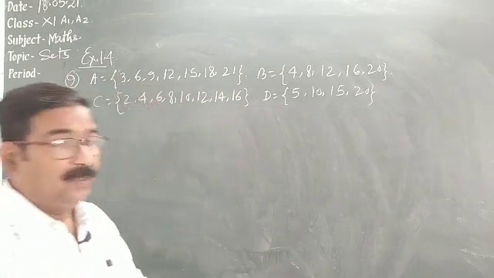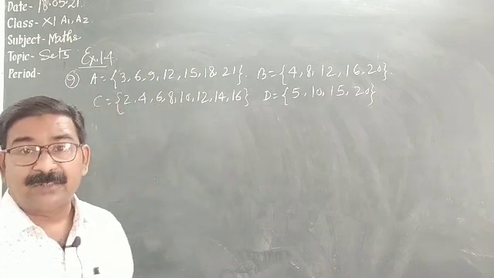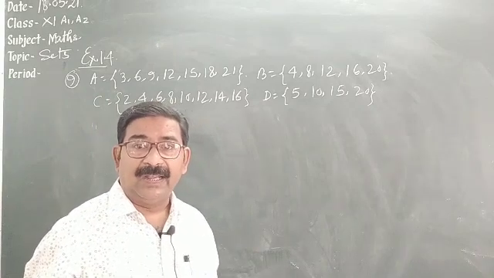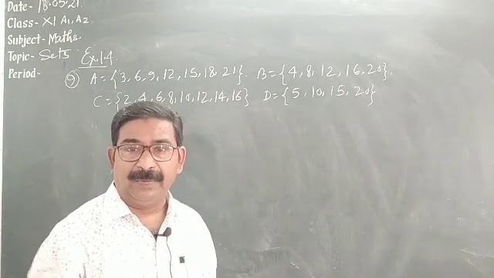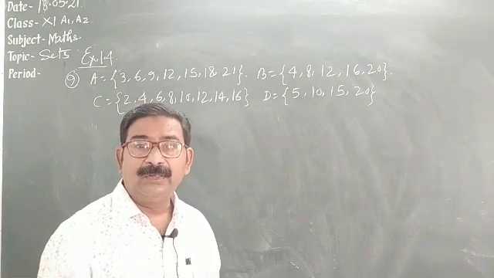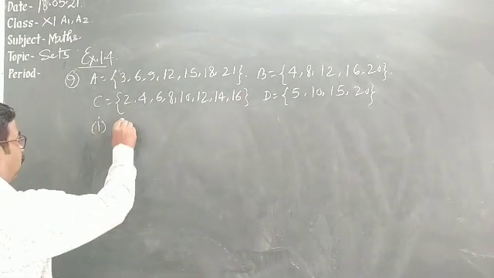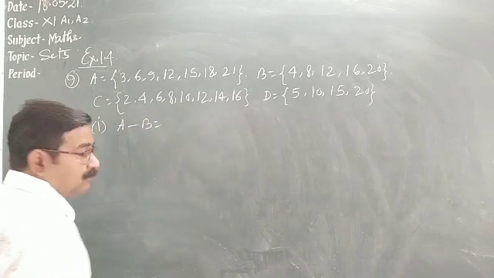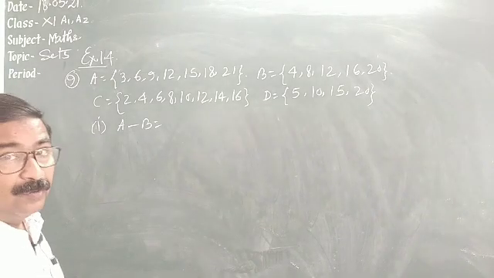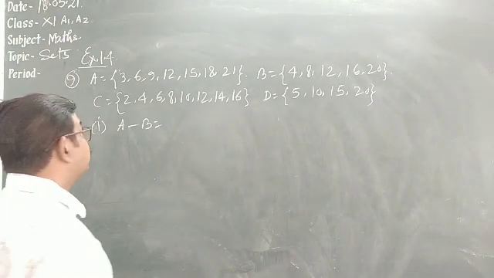D is a set. Now we have to find difference. What do you mean by difference of sets? A minus B means what? The elements of A which are not found in B. B minus C means elements of B which are not found in C. So first part, we have to find A minus B. So elements of A which are not found in B. Let's see which are the elements which are not found in B.